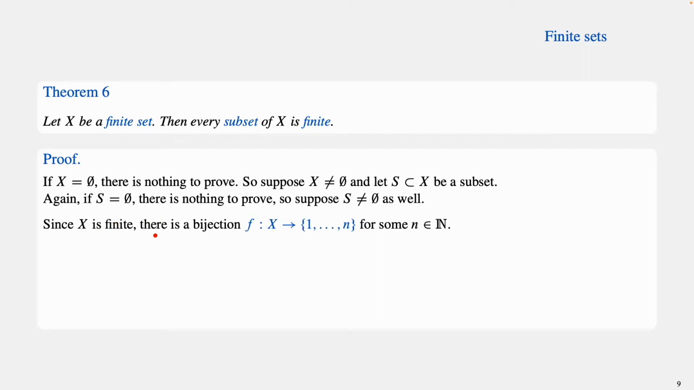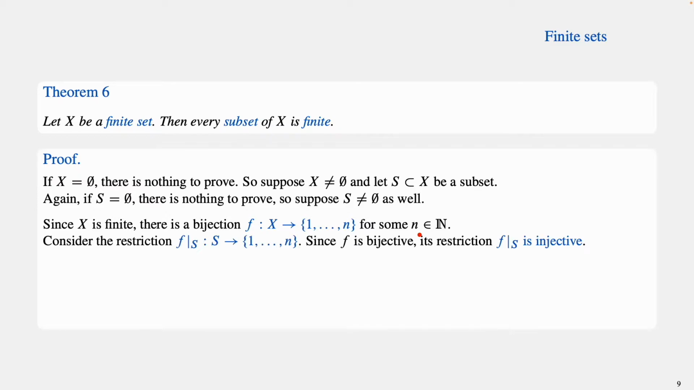Since X is finite, this means by definition that there exists a bijective map f from the set X into the numbers from 1 to n for some number n, the cardinality of X. Now we consider the restriction of this bijection f to the subset S. So this is a map from S into the numbers from 1 to n. And since f is bijective, this restriction to the subset S is injective. We write A for the image of the restriction of f to S. So A is a subset of the numbers from 1 to n. And then we get a bijective map by looking at the restriction of f to the subset S to its image, to the set A.